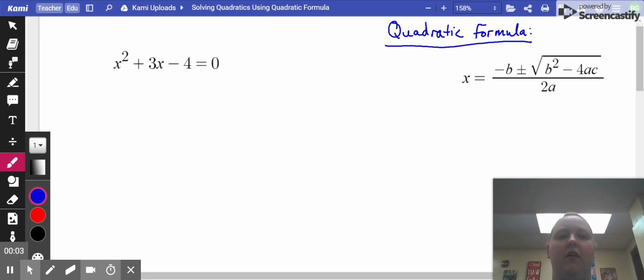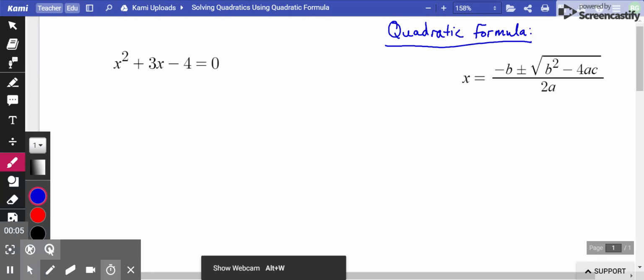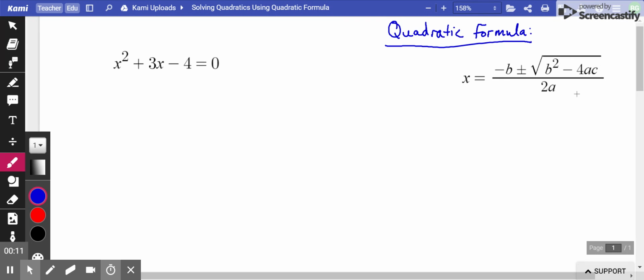We're going to talk about the quadratic formula today. You can see up here in the top right corner, we have the quadratic formula: x equals negative b plus or minus the square root of b squared minus 4ac, all over 2a. This is the first quadratic equation we're starting with, and notice it's already equal to 0. This is in standard form.